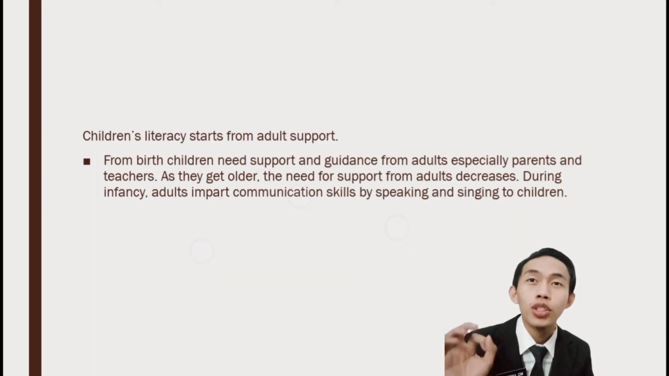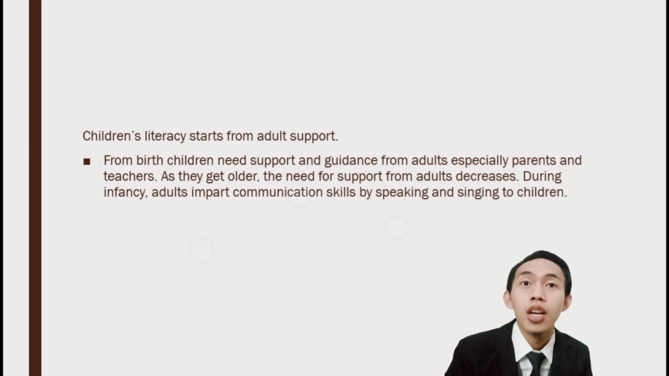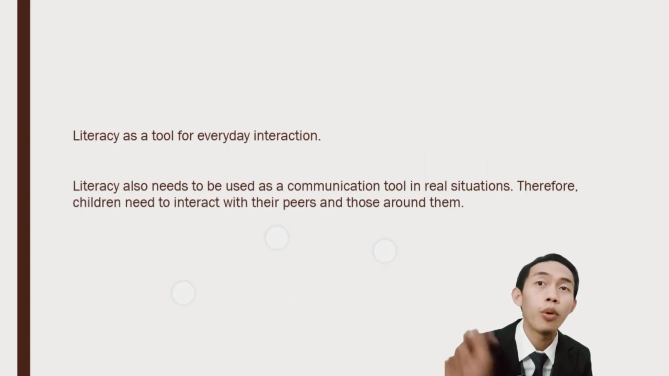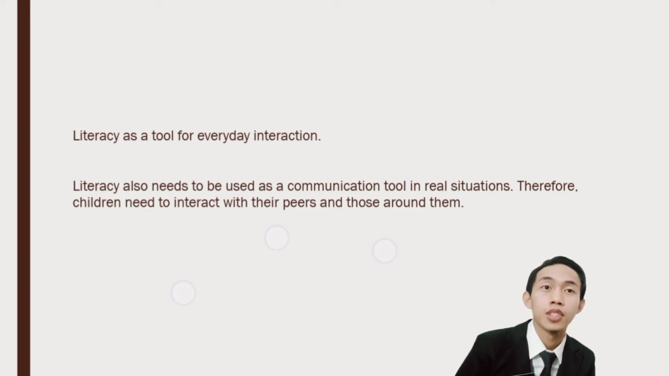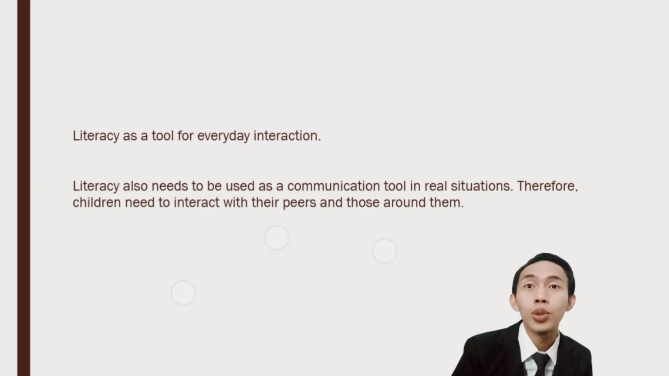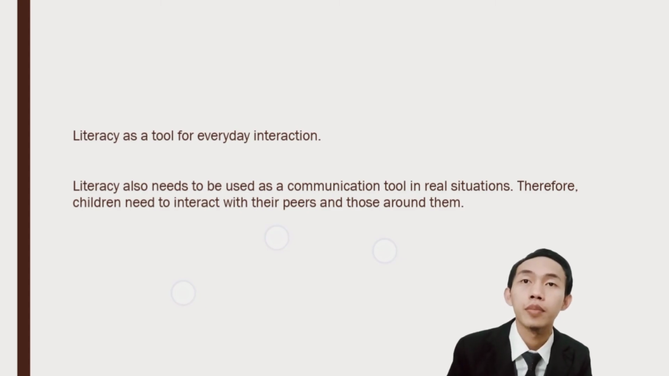Point 1. Children's literacy starts from adult support, from birth, with guidance from experienced adults, parents and teachers. As they get older, the need for support from adults decreases. Okay. Point 2. Literacy as a tool for everyday interaction. Literacy also needs to be used as a communication tool in real situations. Therefore, children need to interact with their peers and those around them.